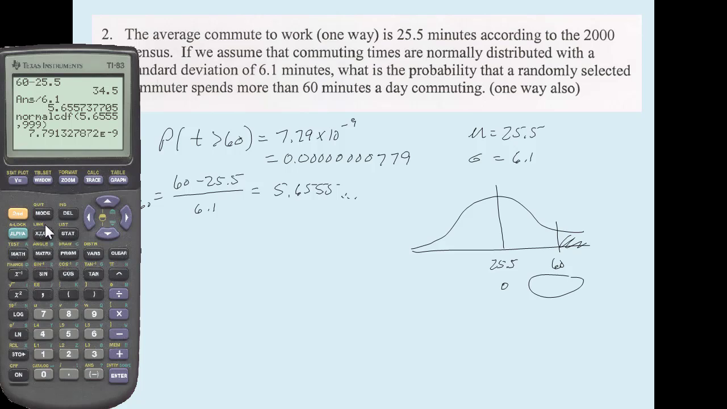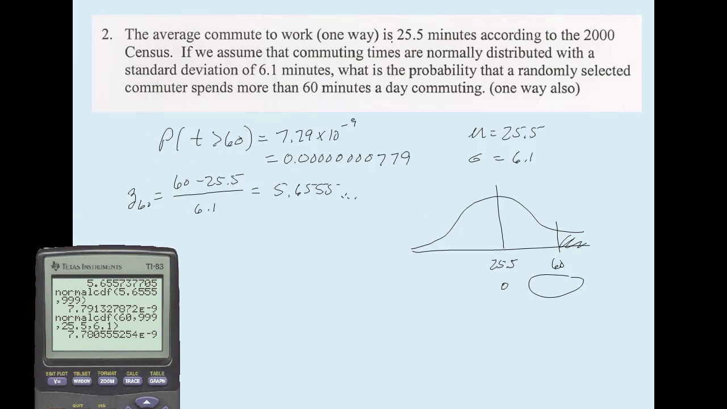Okay, let's try it the other way here and see how close we come. So do normal CDF. Remember, the lower bound was 60, comma 999, comma, and they said it was 25.5, comma 6.1. Okay, so we got that number. Do we get the same answer? 7.78. Well, pretty close. 7 times 10 to the minus 9. We get about the same thing. So pretty much, if the average commute is 25 minutes and you're spending 60 minutes, you're lying.